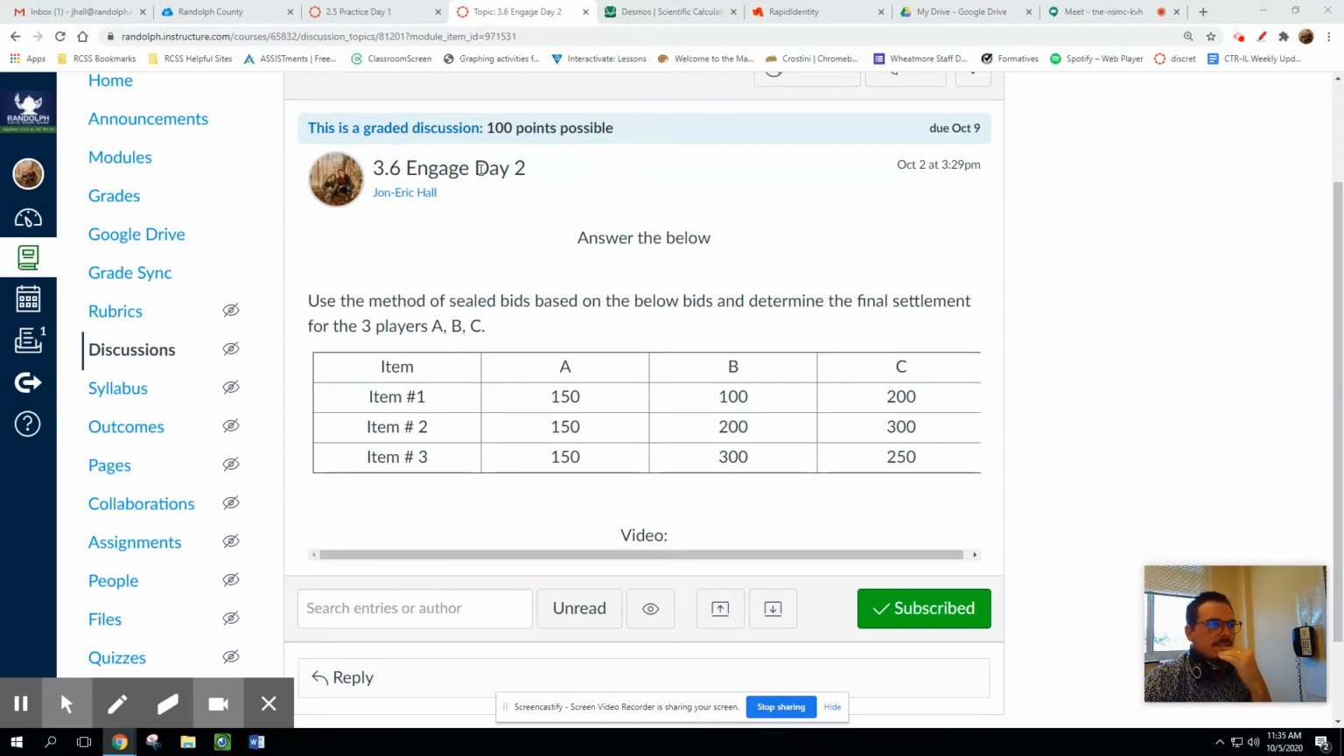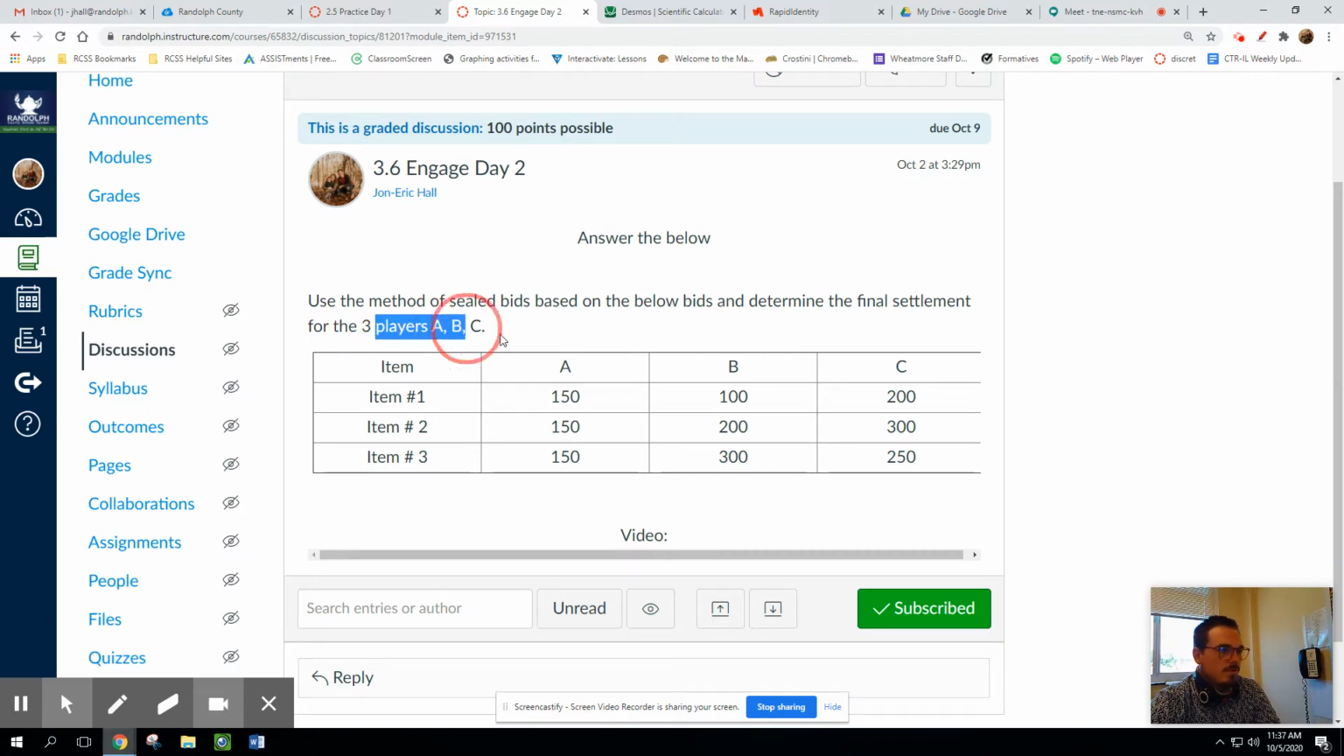All right, so for today's Engage, day 2, answer the problem below. We've got to use the method of sealed bids based on the below bids and determine the final settlement for the three players A, B, and C.